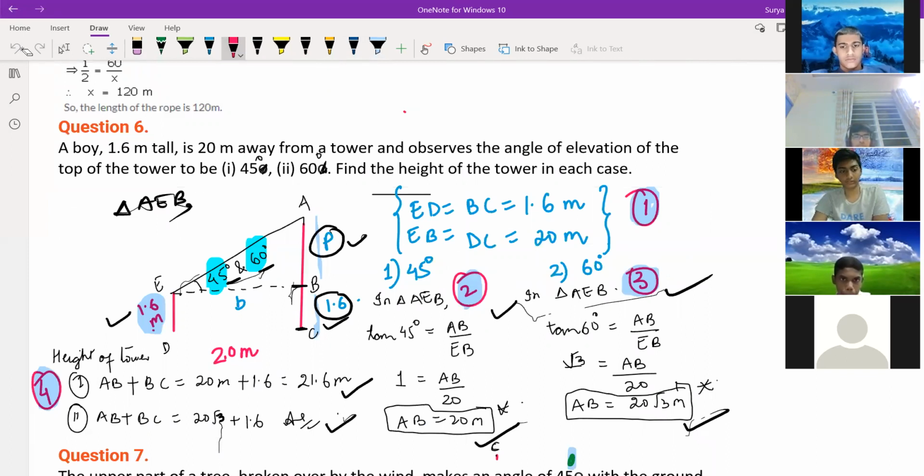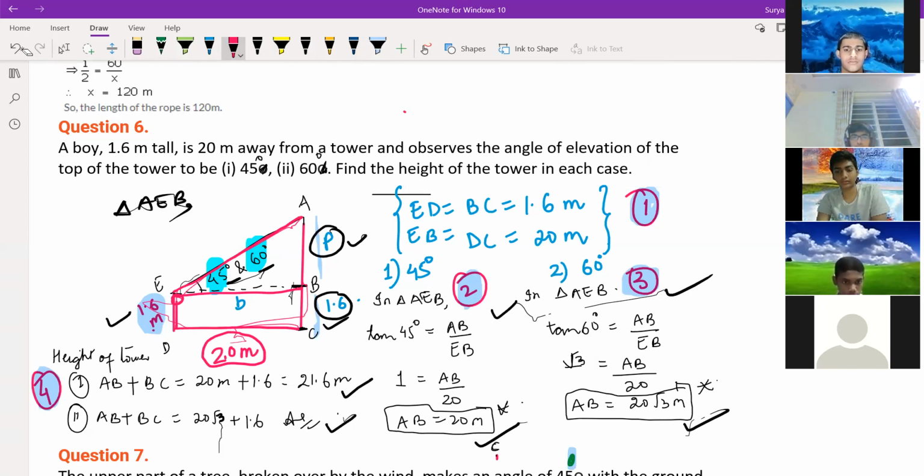See, this is a boy 1.6 meter tall here. From his eye he can see upwards only like this. So they have given here the distance between the tower and this boy, how much? 20 meters. Okay. The distance between the tower and the boy is 20 meters, and the height of the boy is 1.6.